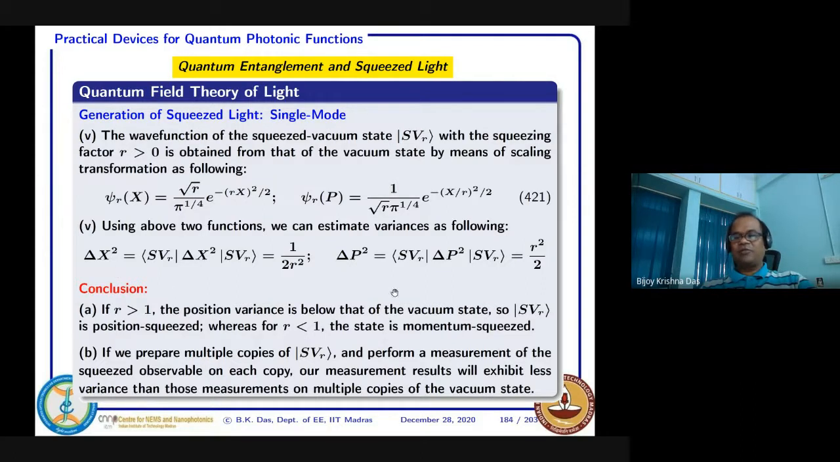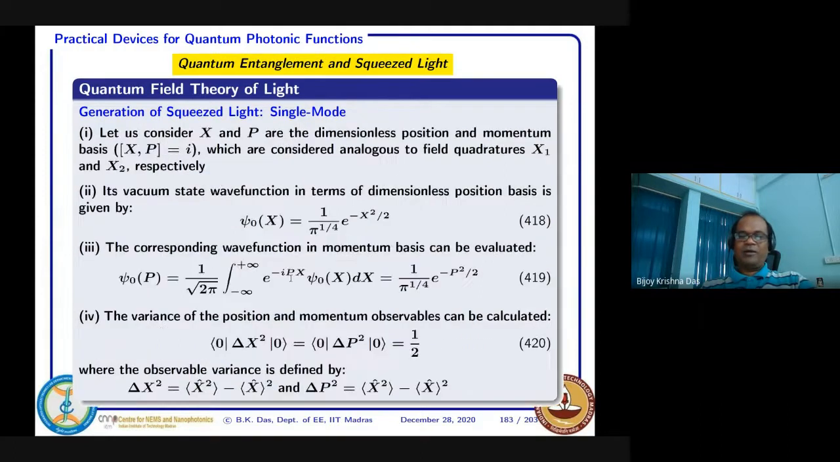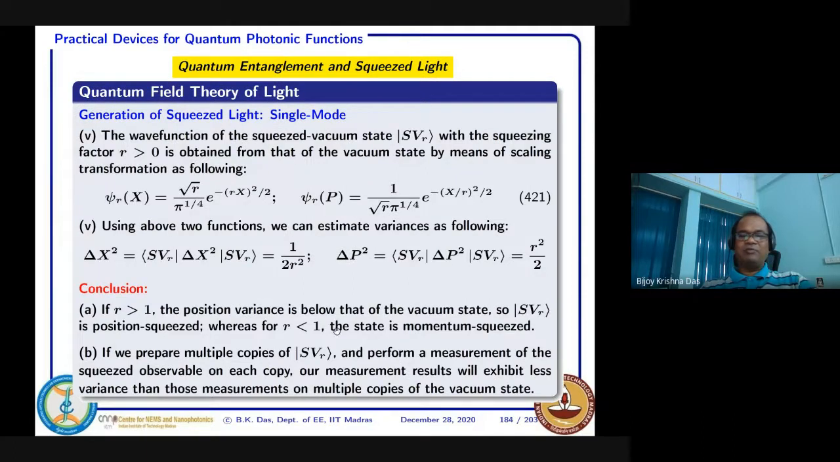You are getting delta x square and delta p square, meaning variance. For example, if r is greater than 1, then delta x will be squeezed. Then half, right? Earlier it was half. Without squeezing, this was half. Now, if r is greater than 1, then you can say that the squeezed vacuum is position squeezed. So there in field quadrature, we used to call that x1 quadrature squeezed, or delta x1, delta x2, that type of thing. And if r is less than 1, the state is momentum squeezed.